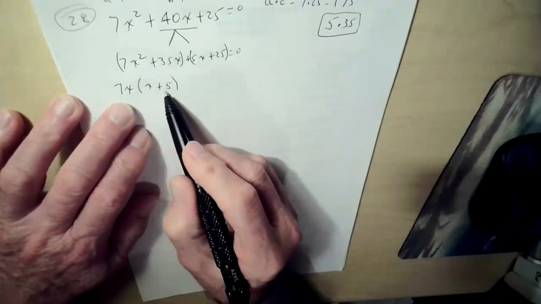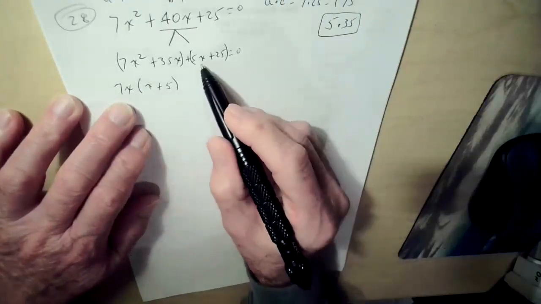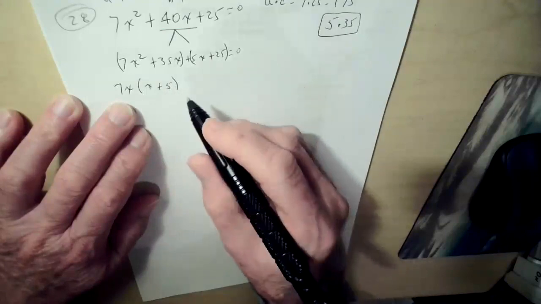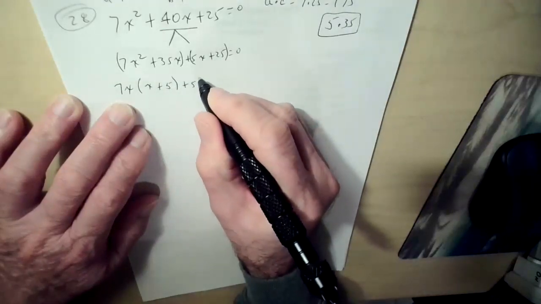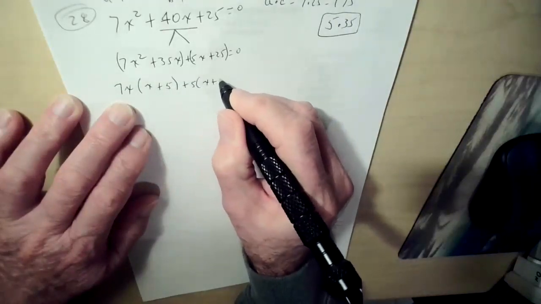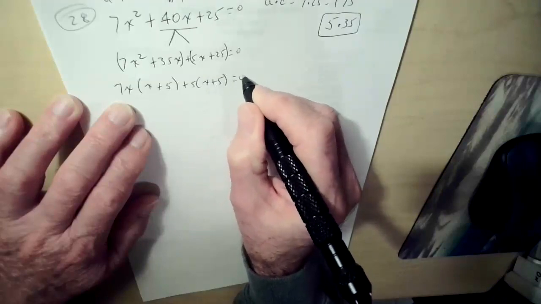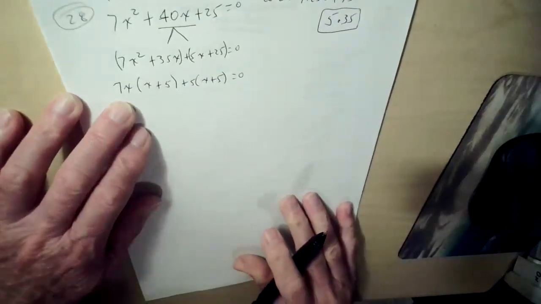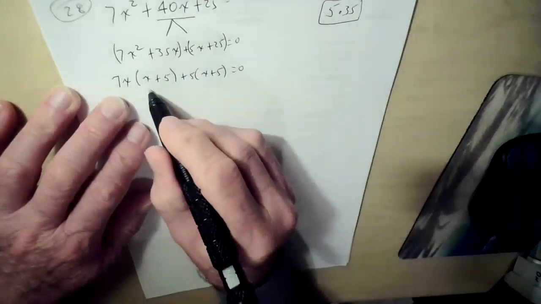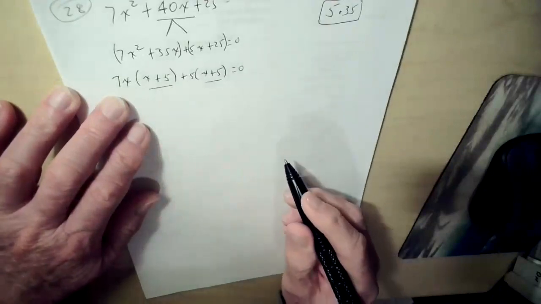Now I do these backwards because I'm stupid. 7x times x is 7x squared. 7x times 5 is 35x. That's right. And what can we factor out of both of these? 5. Equals 0.